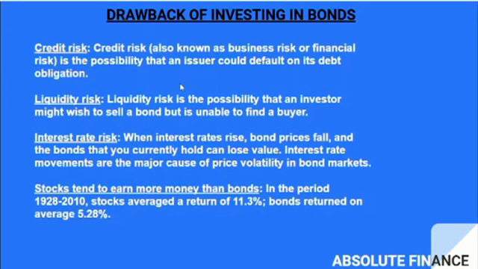We also have the fact that stocks tend to earn more than bonds. If you look at the period from 1928 to 2010, stocks averaged a return of 11.3%, but bonds averaged a return of 5.28%. That is, stocks tend to pay higher than bonds. You don't earn as much in bonds as in stocks.